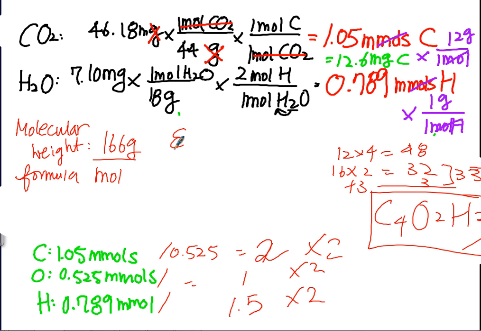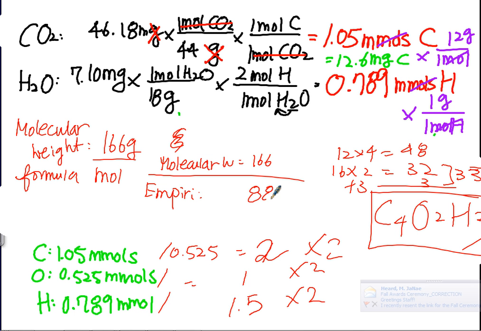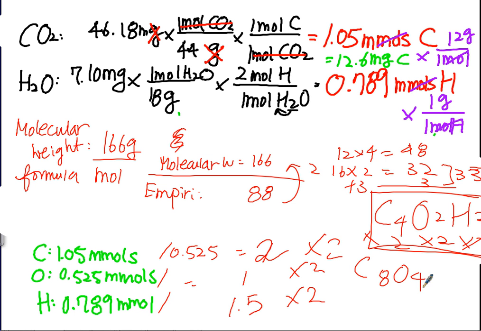So, to find the molecular formula's factor, they have to multiply by, right? You take the molecular formula's weight, which is 166, divided by empirical formula's weight, which is 88. That's twice as big. So, need to multiply all these by 2 to get my molecular formula, which is C8O4H6. They give it to you. Yes. They have to give you the molecular weight.